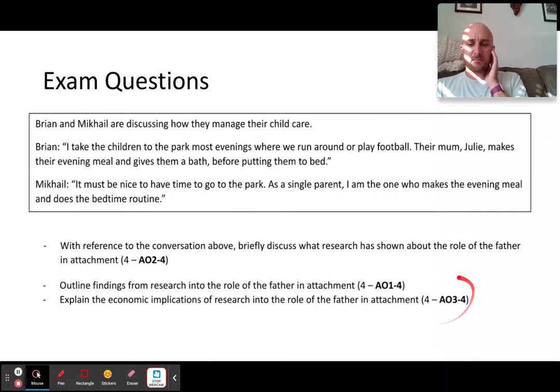But this one's interesting, but I'm not going to go through this question because I'm probably going to test you on it. Explain the economic implications of research into the role of the father. You want to talk about taxes here. You want to talk about laws, parental leave laws, for example. You want to know about all of that. But that is it. A hefty bullet point with really, really different parts to it.